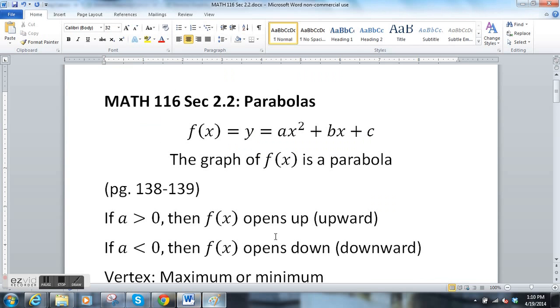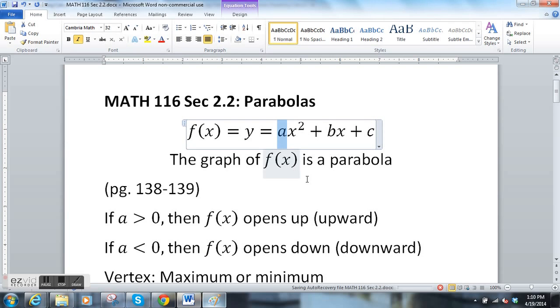So here are some equations that you need to know for parabolas. If a is greater than 0, then the function or the parabola opens upward, and if a is less than 0, then the function opens downward. So a is the coefficient of the x squared term.